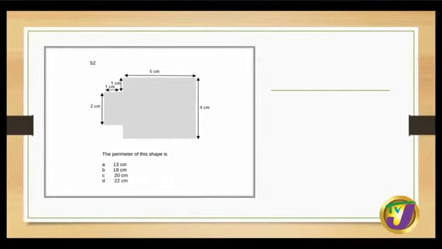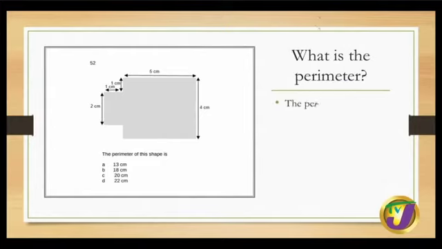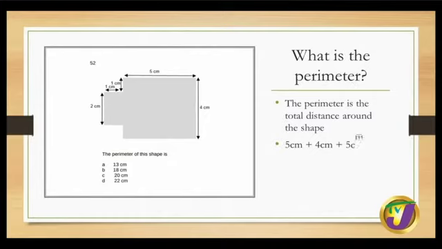Next question. Now I think it's an easy question. It says, find the perimeter of this shape. What is perimeter? I should have run this animation before I put it on the board. So the perimeter is the total distance around the shape.